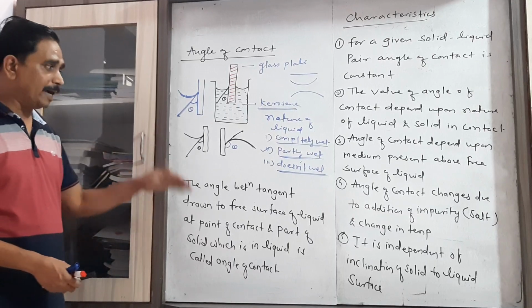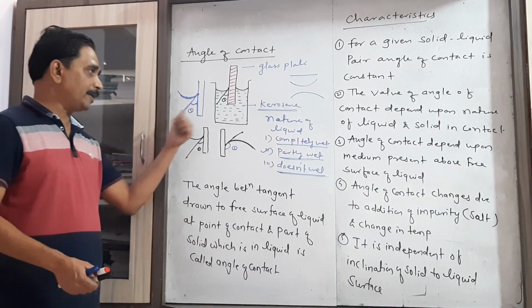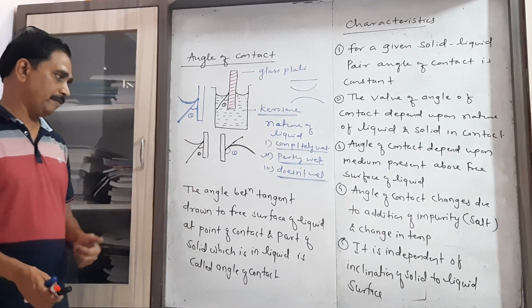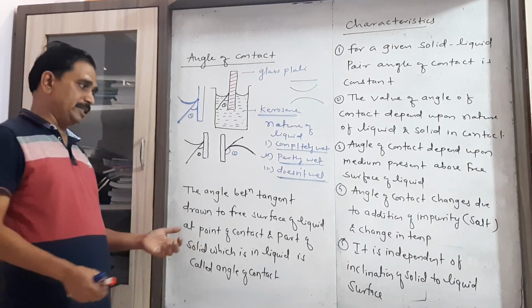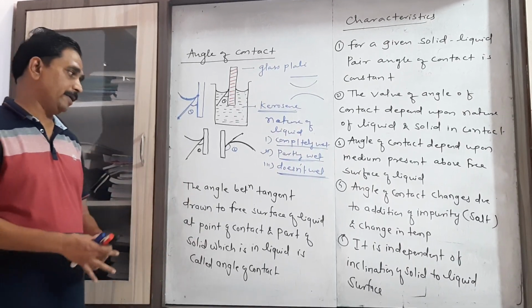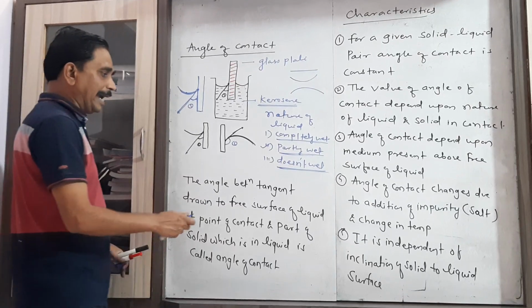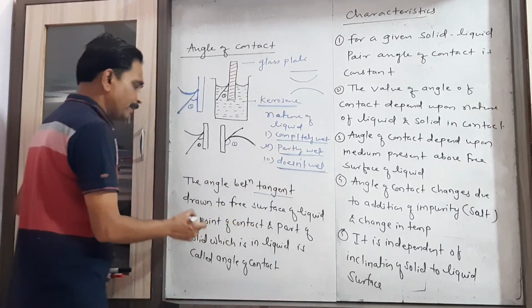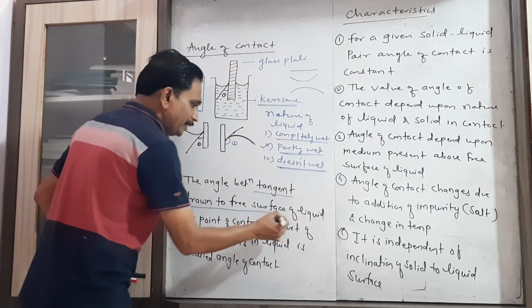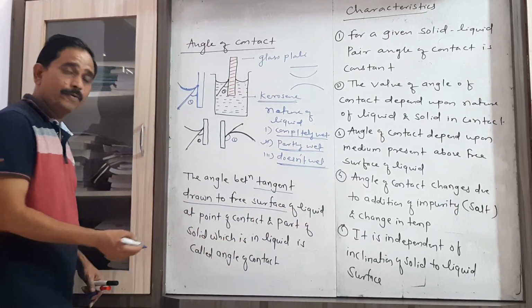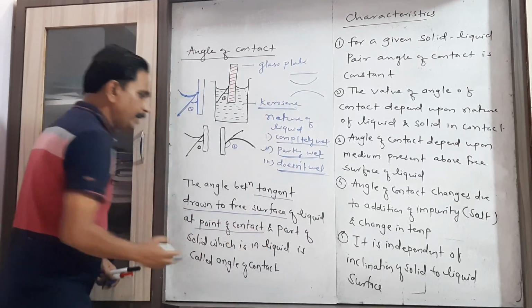It is simply the angle between tangent and part of the solid which is present in liquid. But where we draw that tangent, at which point? That's why you have to write here the angle between tangent, where we draw the tangent to the free surface. At which point? At point of contact.